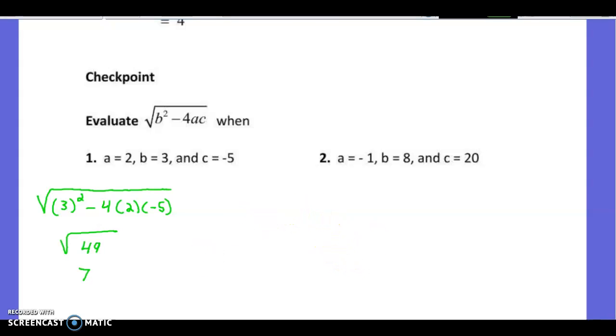So on the next one, we want to make sure we have our b squared minus 4ac as well. So as I go through this, I'm going to do the square root. I'm going to put my things in parentheses. So in this case, b is 8, and c, 8 squared minus 4 times -1 times 20. So I get those set up right there, and then you can go ahead and do the same thing within your calculator.